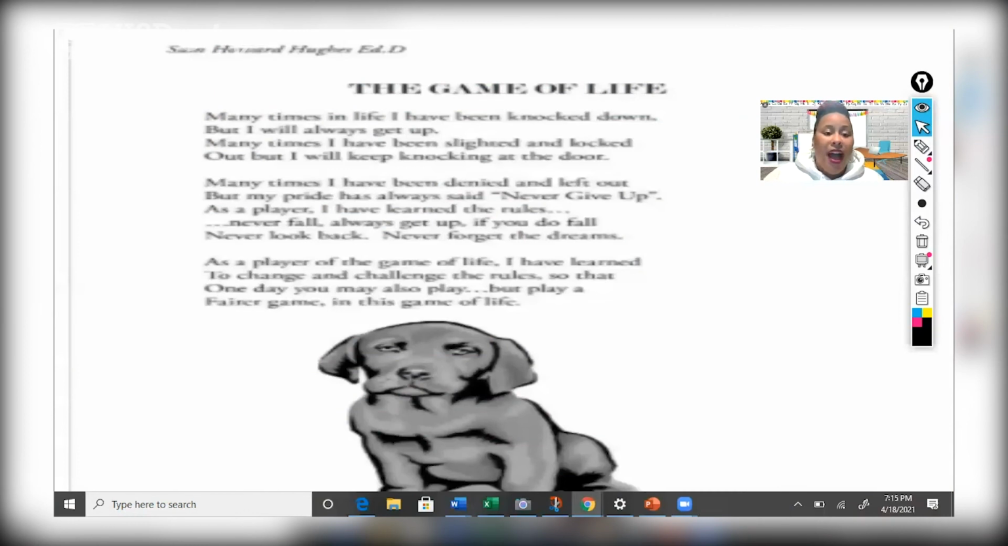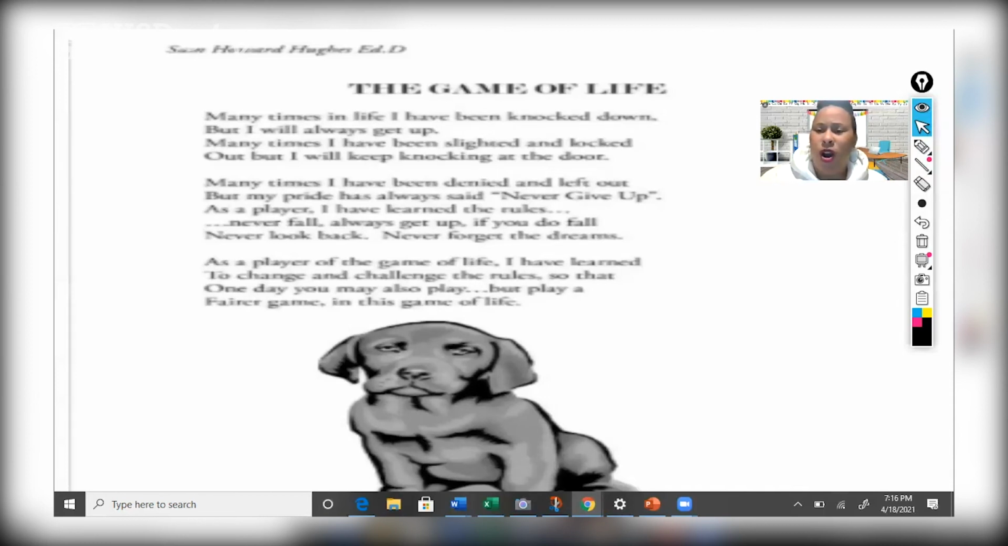In this poem, I heard repetition. Which words did you hear repeated? I heard it say many times in life. Many times I've been denied. I also heard the word never. Never give up. Never forget. Those words were repeated in this poem.